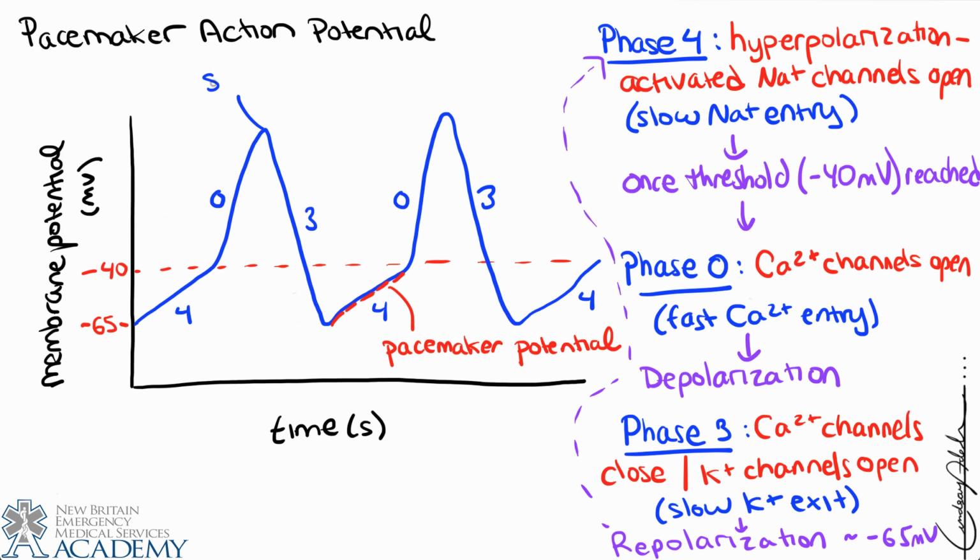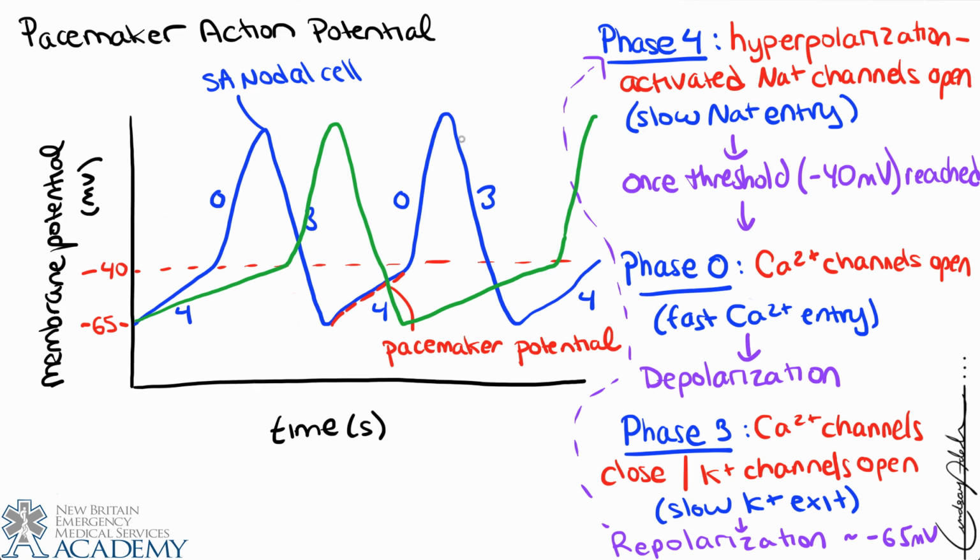Now, one thing I want to mention is that we drew this graph as a generic, but we could say that it was an SA nodal cell that we're talking about. And I just want to compare an SA nodal cell to an AV nodal cell. So basically, if we draw the AV nodal cell, its pacemaker action potential will have the same features of the SA nodal cell.